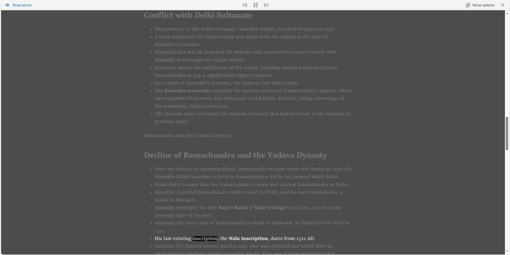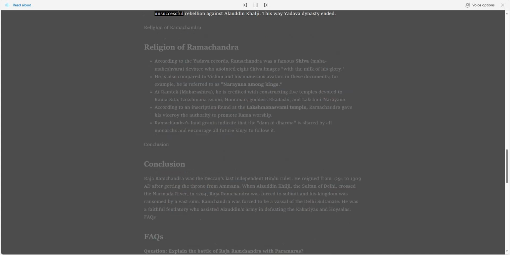His last existing inscription, the Nola inscription, dates from 1311 AD. Simhana III, Shankaradeva, was his son, who was defeated and killed after an unsuccessful rebellion against Alauddin Khalji. This way the Yadava dynasty ended.